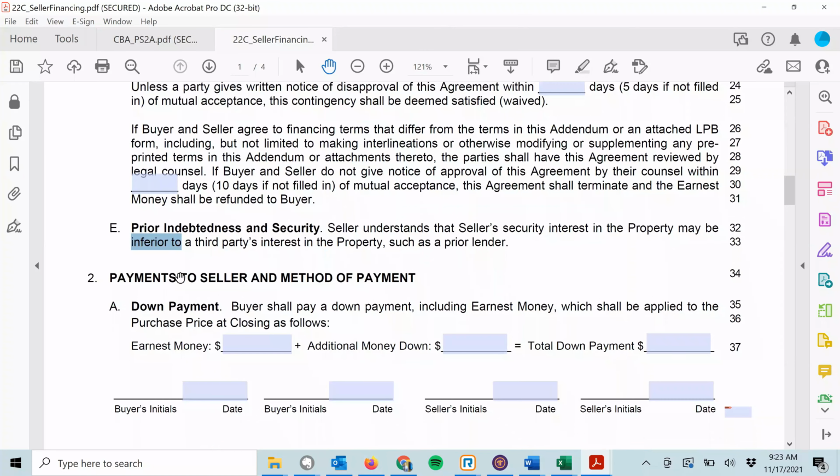All right, payments to the seller and payment method. So paragraph A, down payment. Buyer shall pay a down payment, including earnest money, which shall be applied to the purchase price as follows. So let's just use some numbers just to pretend, right? Let's say they're going to put 10% down and the seller is going to carry the other 90. What kind of purchase price do you think they're talking about, Laine?